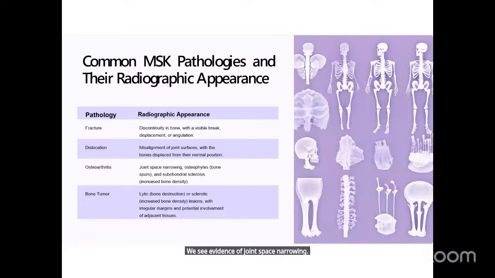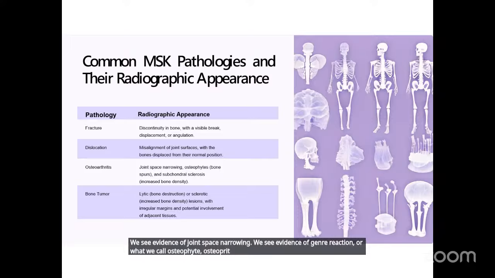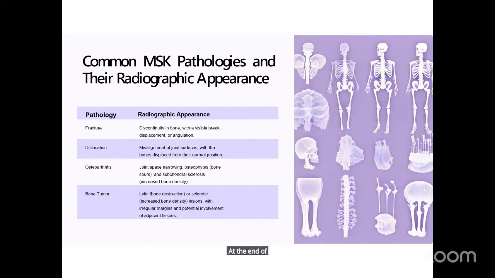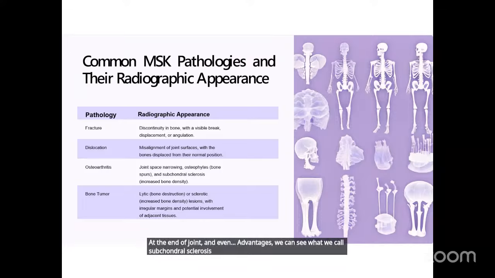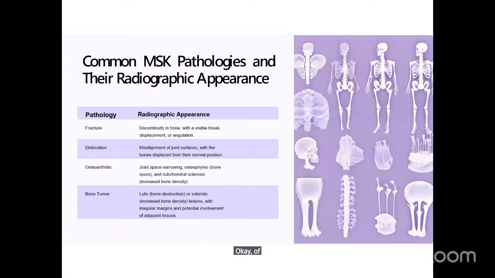We see evidence of bone reaction, or what we call osteophytes, osteophytic spurs, at the ends of joints, and at advanced stages, we can see what we call subchondral sclerosis. Subchondral sclerosis is an increased thickening of the joint surface area because of increased friction. We'll see that in radiographs and subsequent radiographs. Subchondral sclerosis, or increased bone density.